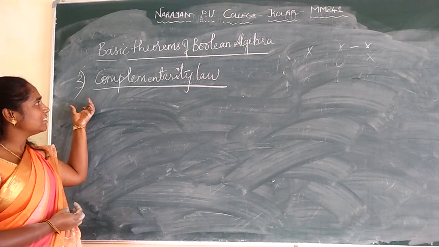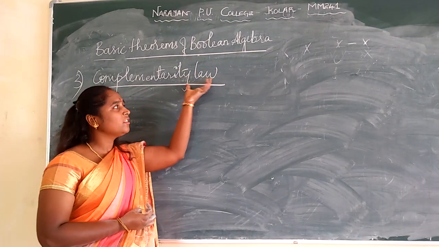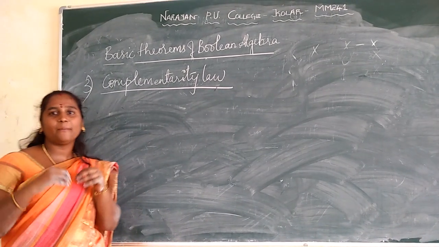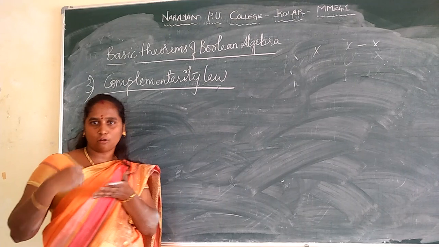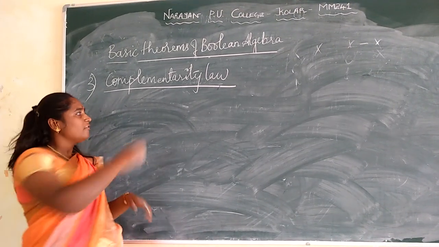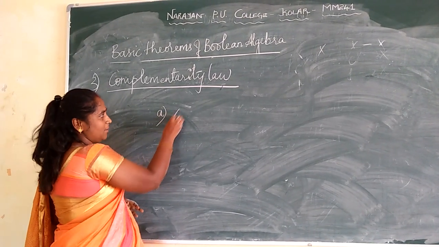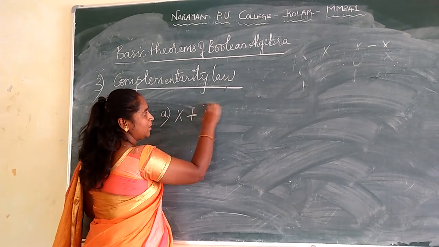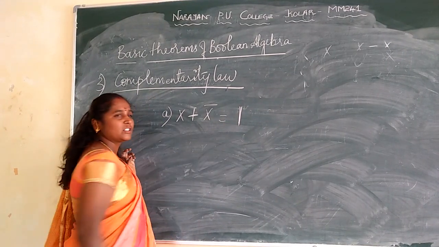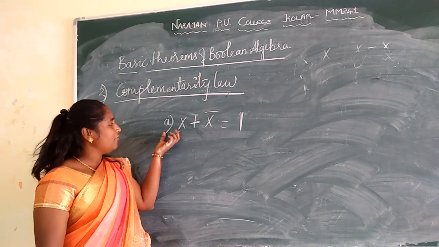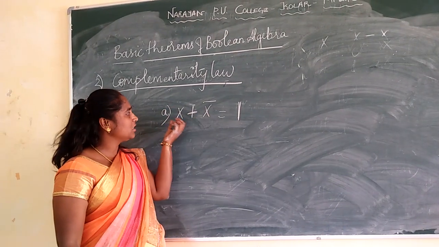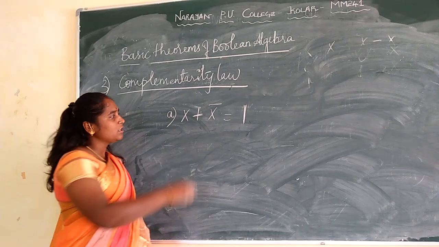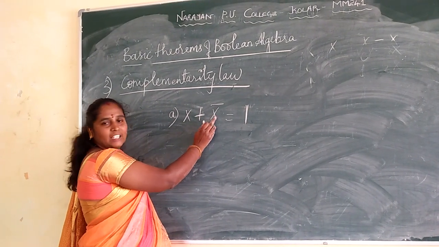The next law is the complementarity law. This law states that a variable combined with its complement using an OR operation gives the result always 1. How are we going to prove it? By substituting the values of zeros and ones.